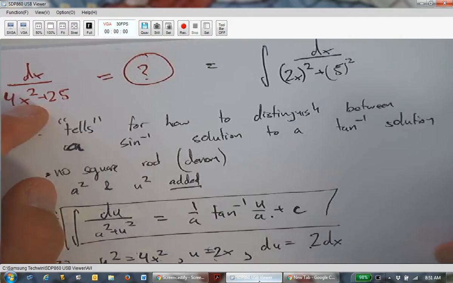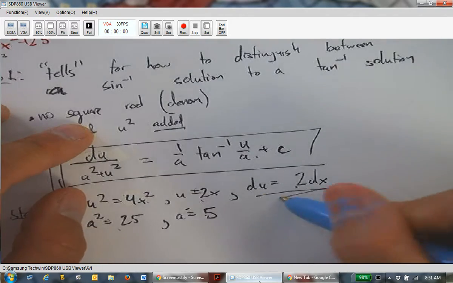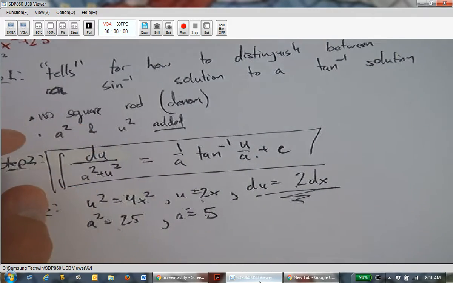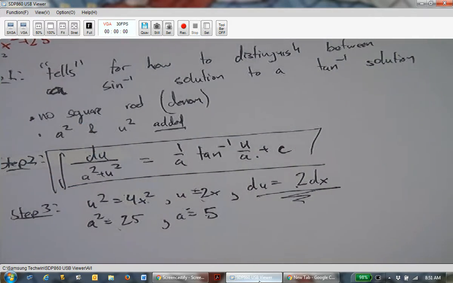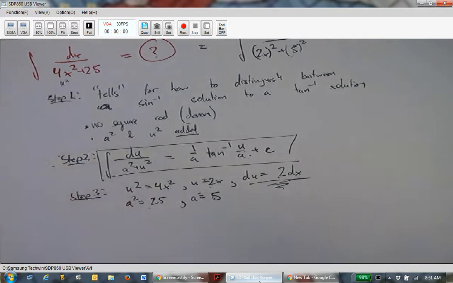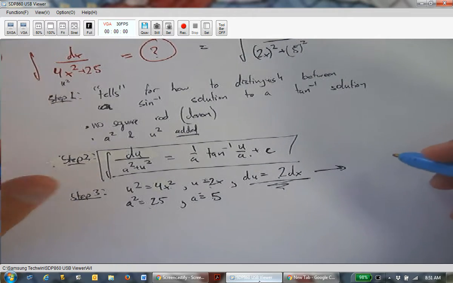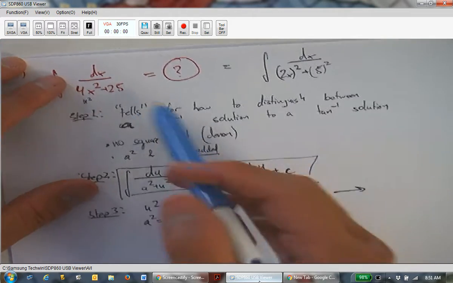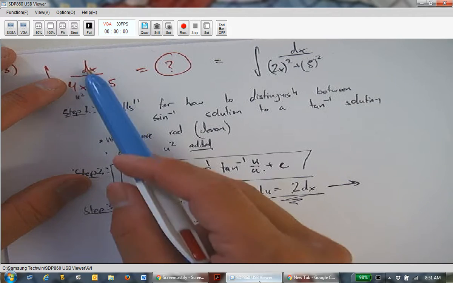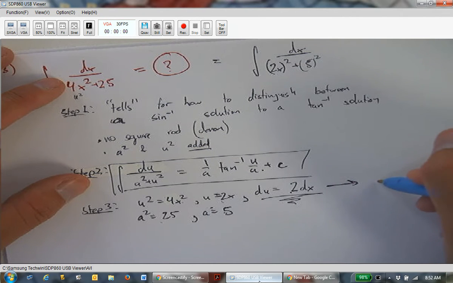Notice that up here, do we have a 2 in any shape or form, like we do with du is equal to 2 dx? We just solved for dx. So what that means is that I have 2 dx. I have all these things accounted for except that 2. So what we're going to do is set everything equal to just dx, so that du is equal to 2 dx.